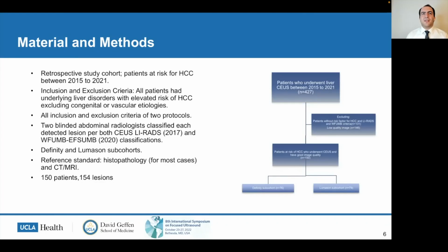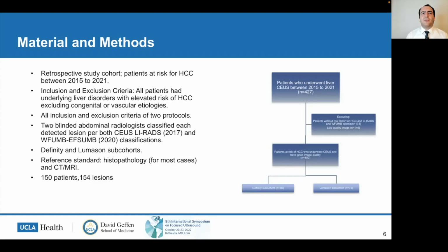Our retrospective study cohort involved patients at risk for HCC who presented with untreated hepatic lesions between 2015 and 2021. All patients had underlying liver disorders with an elevated risk of HCC, excluding congenital or vascular etiologies. Inclusion and exclusion criteria of the two protocols were implemented.